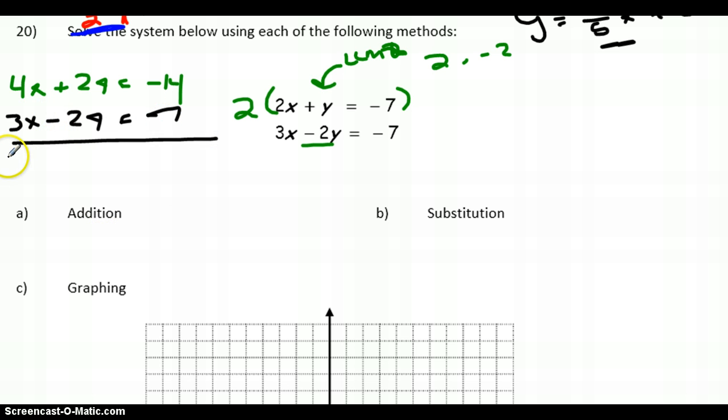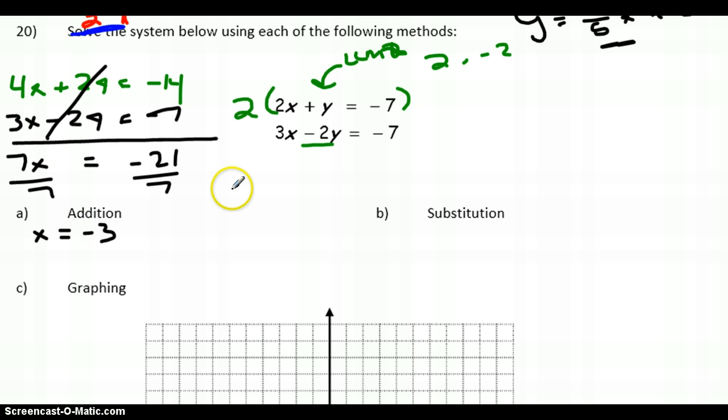Add these guys up. 7x. When I add 2y and -2y, they cancel. Equals -21. Divide by 7. So my x is equal to -3. Only half done with that, right? Because I need to find the y value.